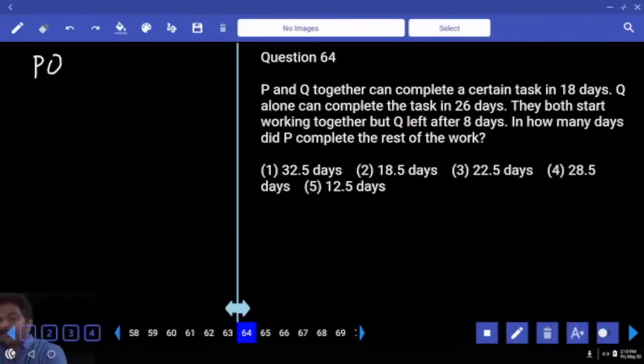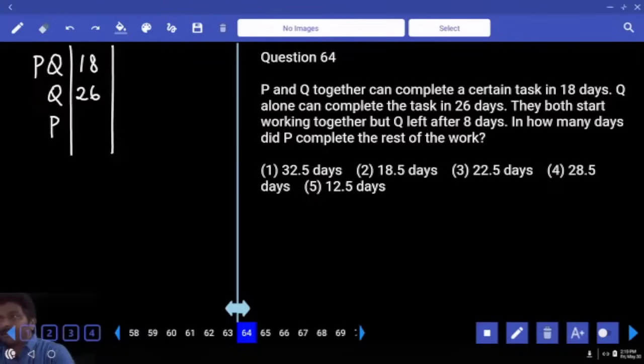Now, P and Q, only Q, only P. P and Q can complete the task in 18. Q alone in 26. LCM. Both are multiples of 2, right? How much is left if you take 2 common? Here, 9 and 13. 2 taken common. So 2 times 9 into 13, 234. This is the total. Both together can do 13 units. Q alone can do 9 units. That means P alone does 4 units.